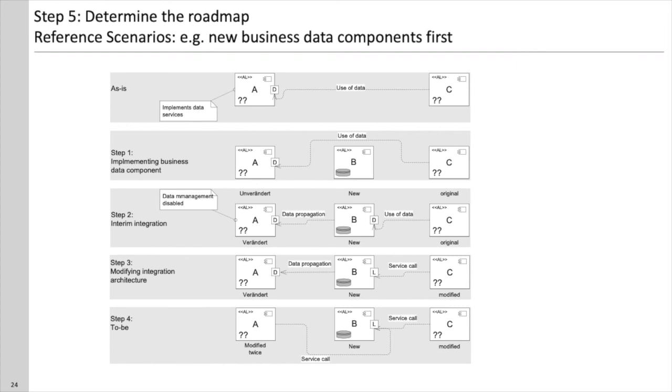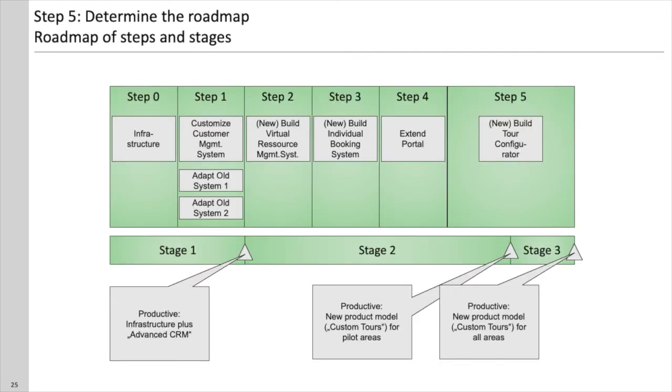And all of this analysis, whether it's about the stages and the Big Bang versus multiple stages on the one hand side, and how to further decompose the implementation of an activity needed into sub-steps according to reference scenarios, putting all that together then leads us to the so-called roadmap of all the steps and stages. And here you see an example from CCT. What you see is we have 6 steps and 3 stages.